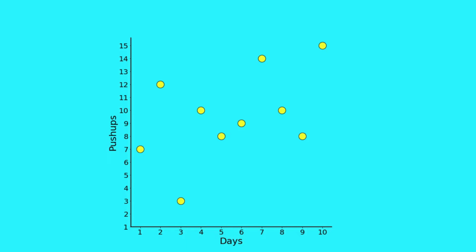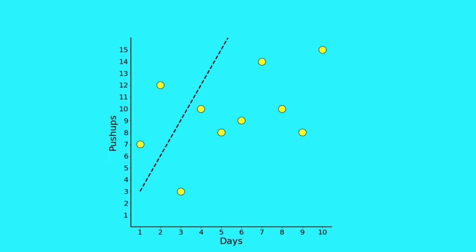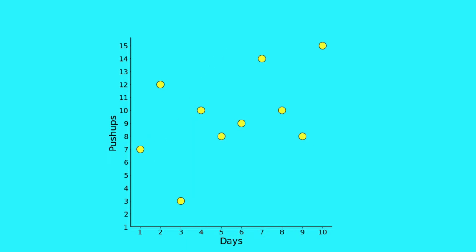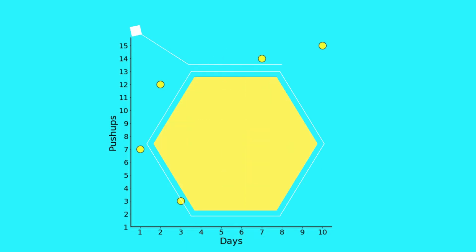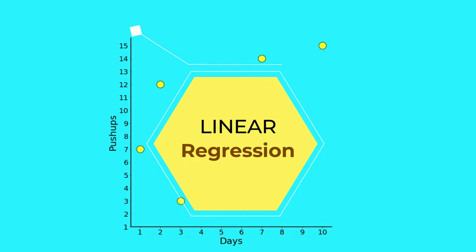Will it look something like this? Wait, that doesn't look right. Maybe something like this. Not that either. Well, this is where linear regression comes in. The linear regression algorithm allows us to find the most appropriate straight line that will give us the relationship between our input, the amount of days we trained, versus the output, the amount of push-ups.